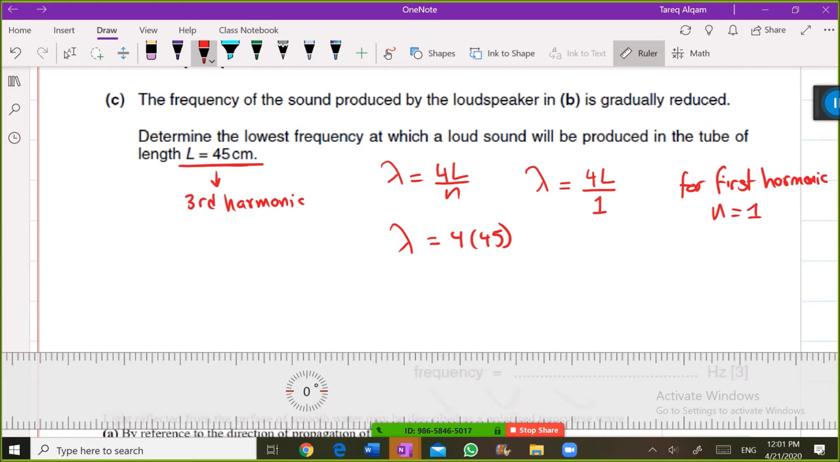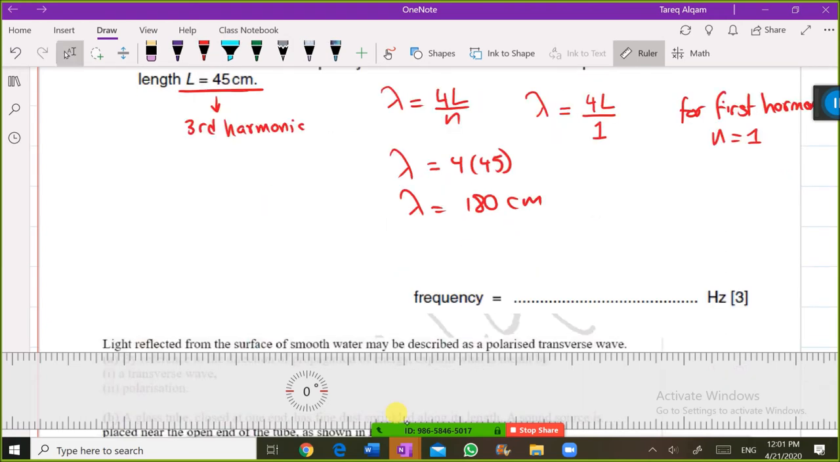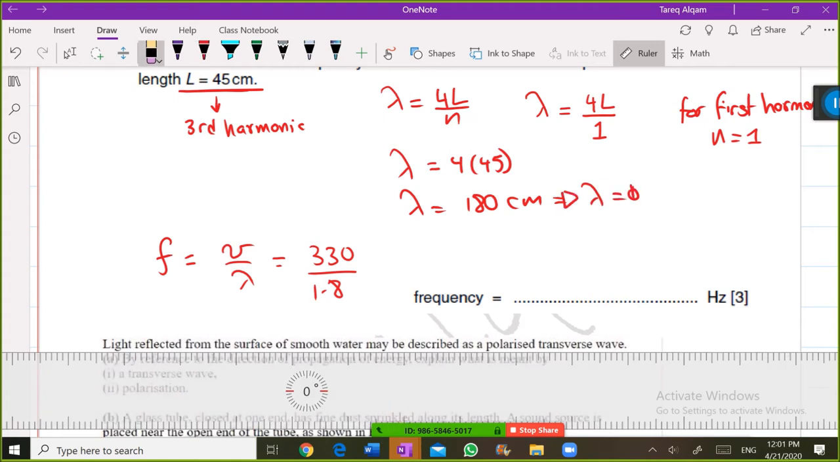Then I can find the frequency using velocity over wavelength. The velocity 330 over 1.8, right? Because this must be converted to meters. What does the frequency come out as? What do we get for the frequency?